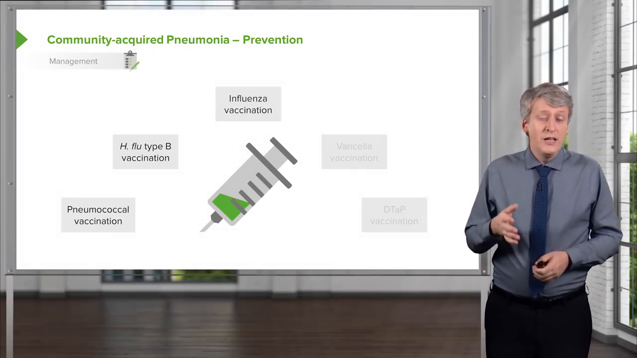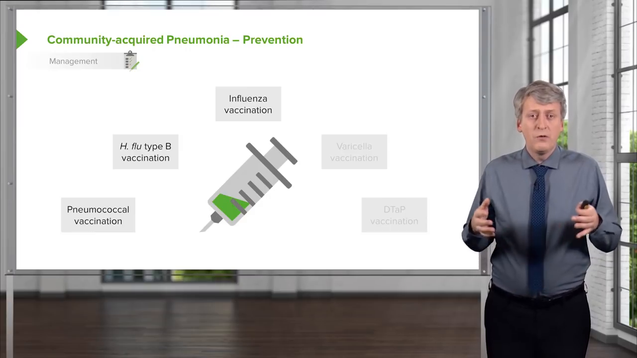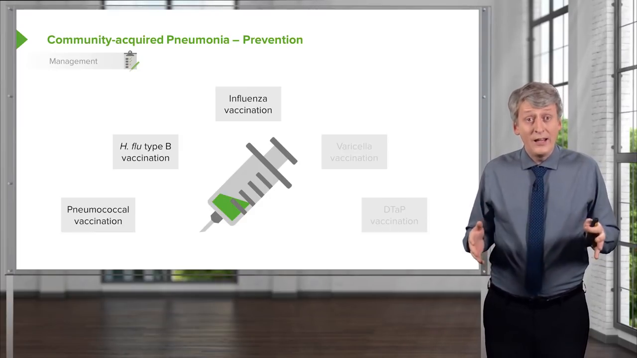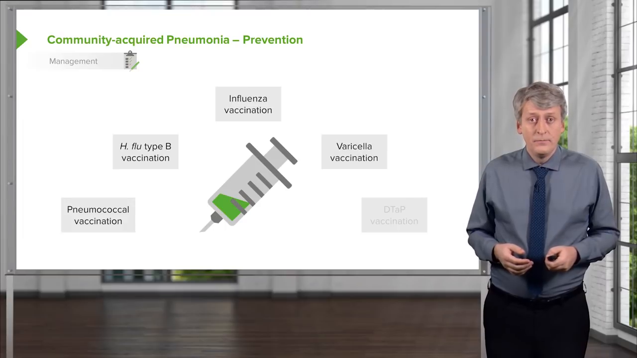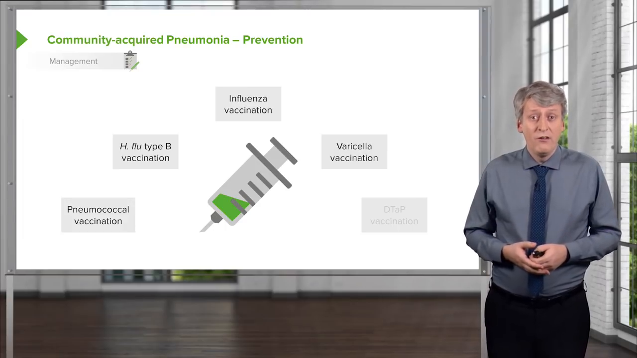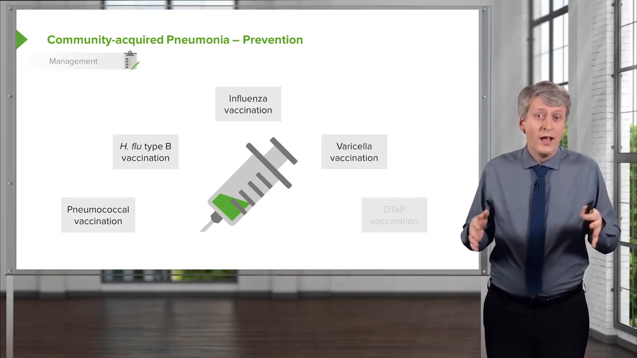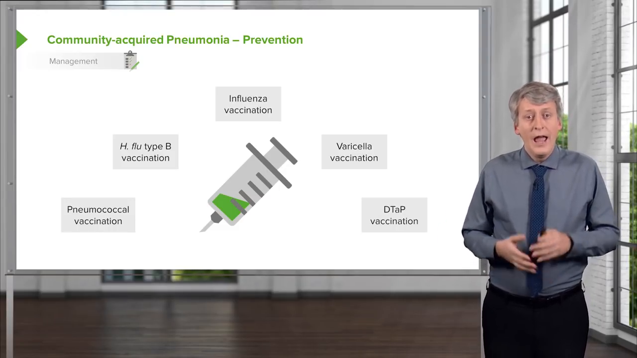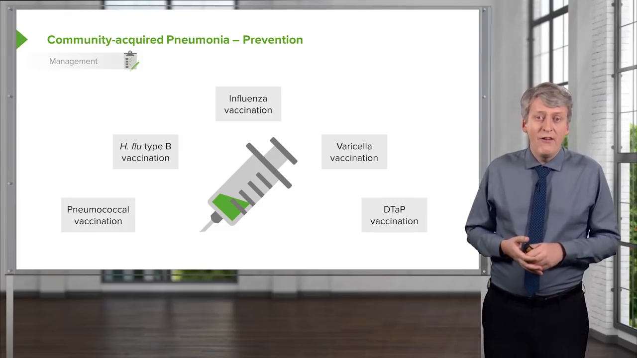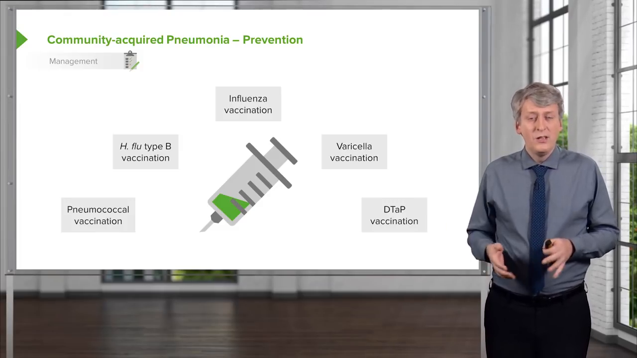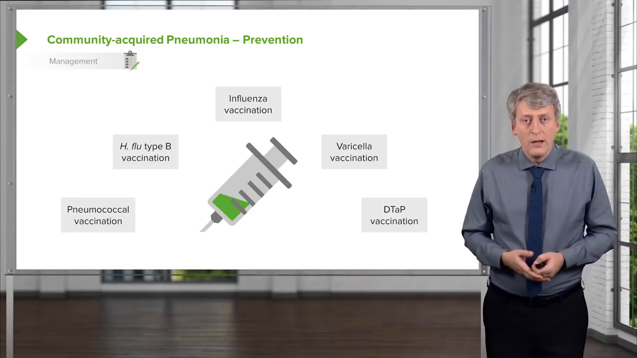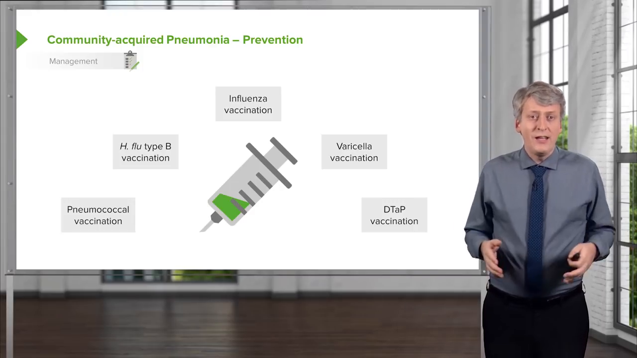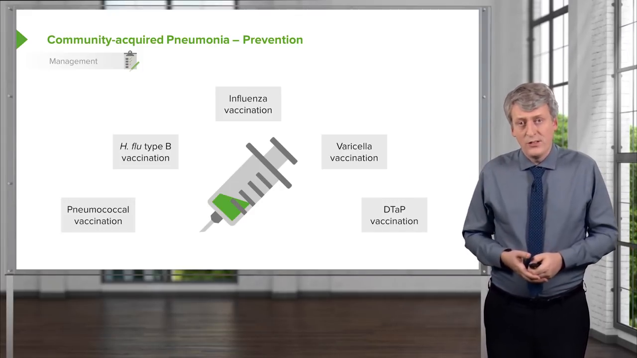Influenza vaccination is important in preventing pneumonia because it prevents superinfection that can happen after influenza. Same thing with varicella infection. It does reduce the likelihood of superinfection in the lungs that can happen after varicella. And don't forget, the DTaP vaccine does prevent pertussis, which can present with a pneumonia-like picture. So we have many vaccines that can prevent the likelihood of patients developing pneumonia.